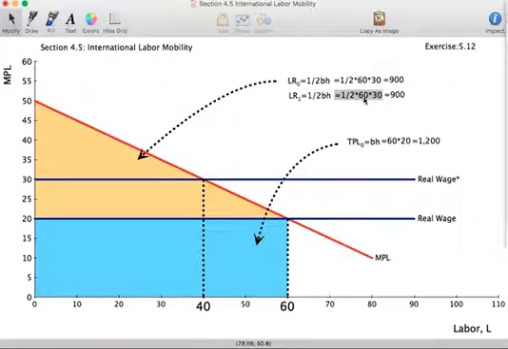All right, the base is not 60 anymore. It is equal to 40. And the height is no longer 30. It's going to be equal to 20. It's going to be 50 minus 30. So it's 20. So it is 800, 1/2 of 800, which is equal to 400. So that is the new land rents. And as you can see here, the change in the land rents is going to be equal to 500.